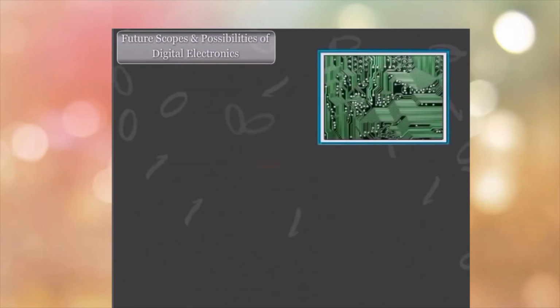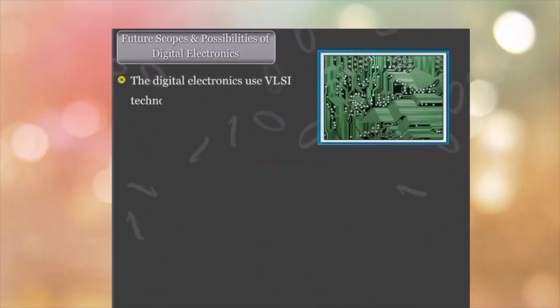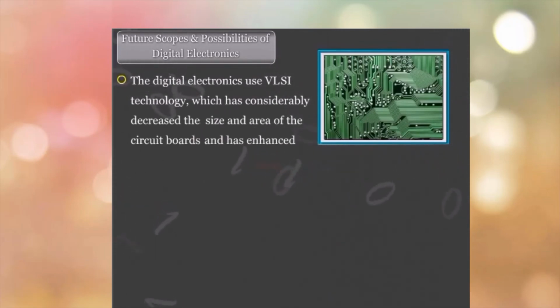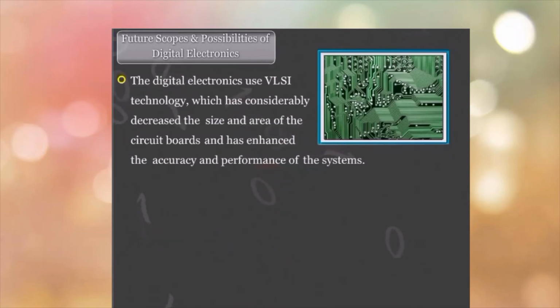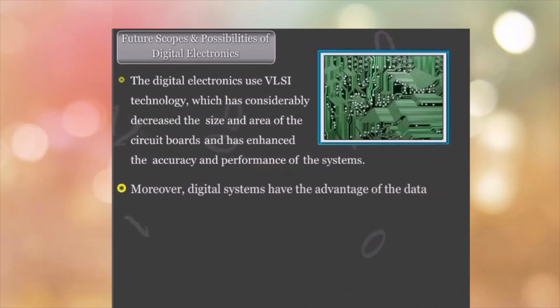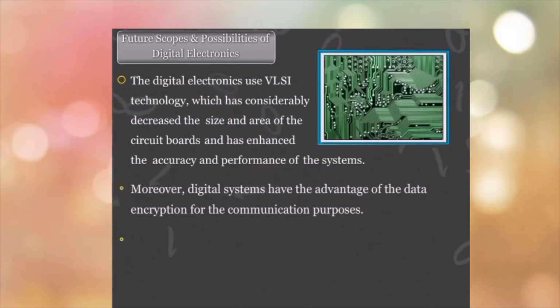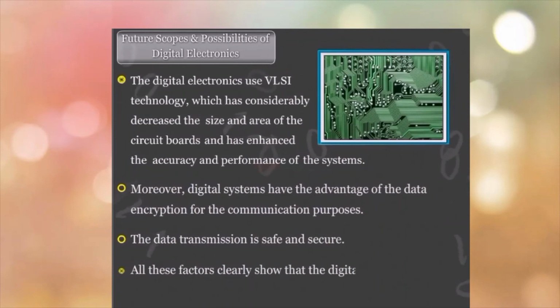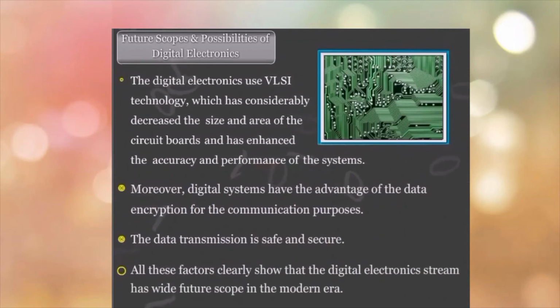Future scopes and possibilities of digital electronics. Digital electronics uses VLSI technology, which has considerably decreased the size and area of circuit boards and has enhanced the accuracy and performance of systems. Moreover, digital systems have the advantage of data encryption for communication purposes. The data transmission is safe and secure. All these factors clearly show that the digital electronics stream has wide future scope in the modern era.